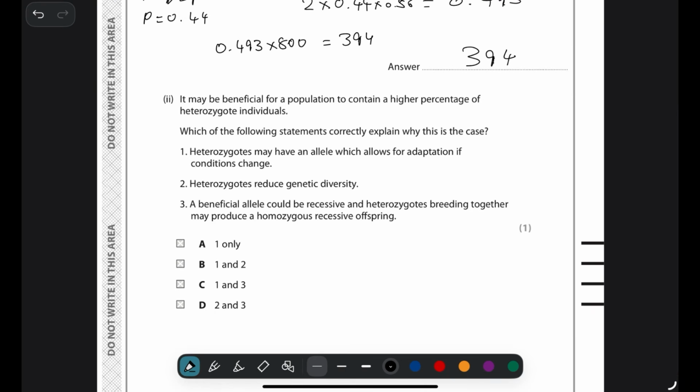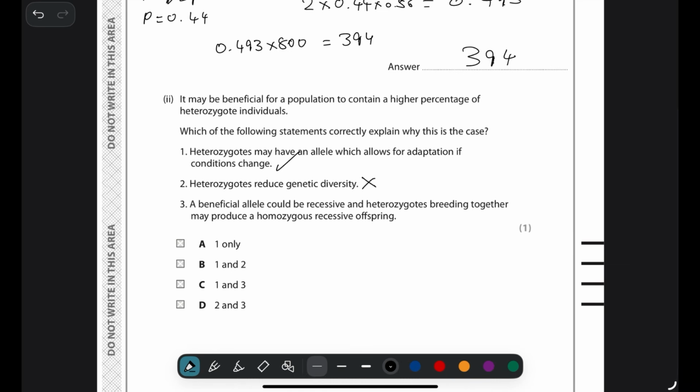So it said it might be beneficial for a population to contain a high percentage of heterozygotes. Interesting. Let's just think about the statement, is it true or false? They love these questions in SNAB. So heterozygotes have an allele, which allows for adaptations for conditions to change. I would agree. Just think about it, because they have both, it means that they are more adaptable compared to just having one.